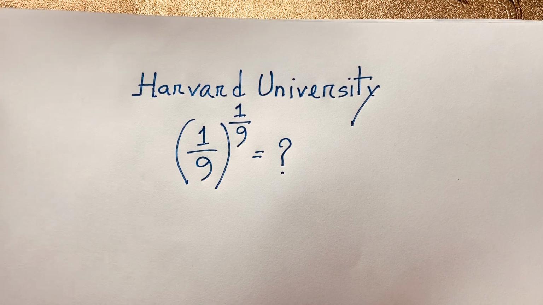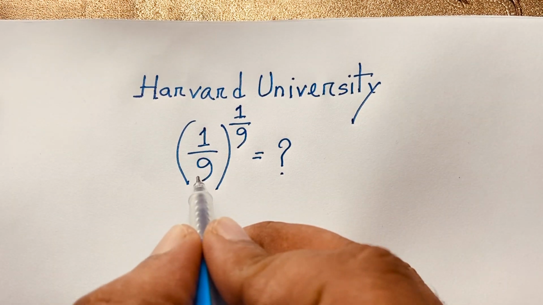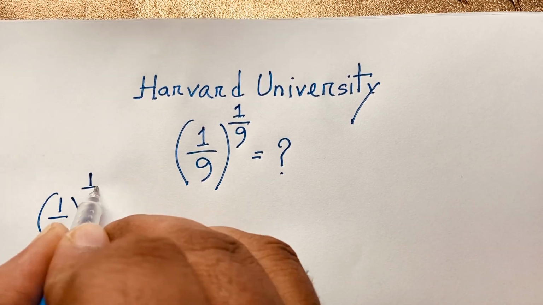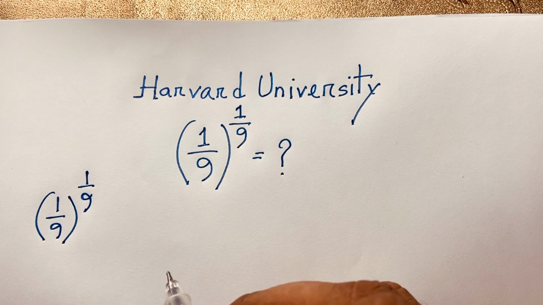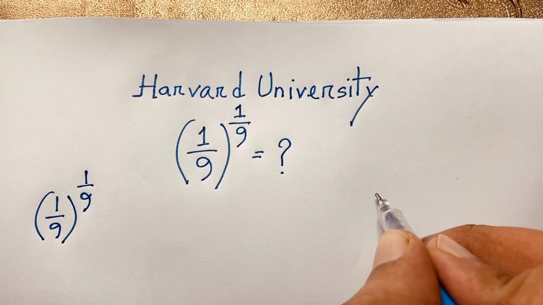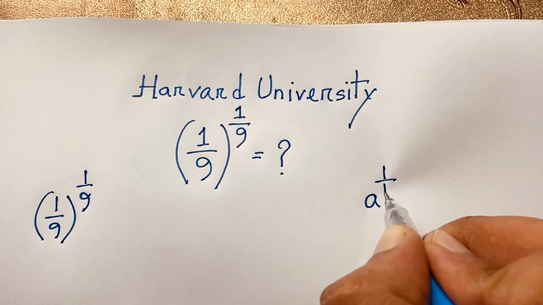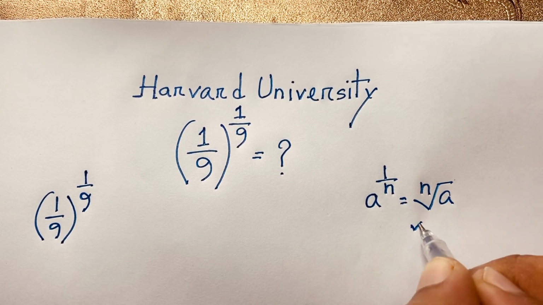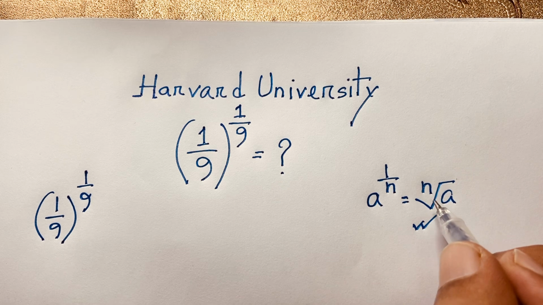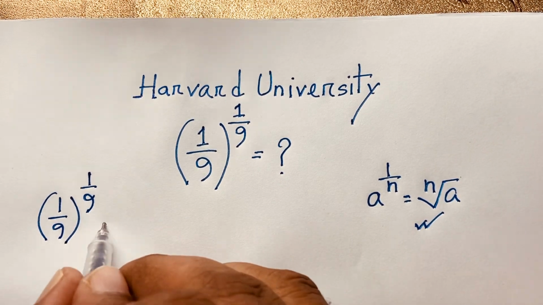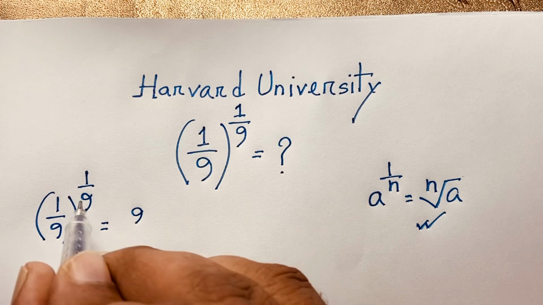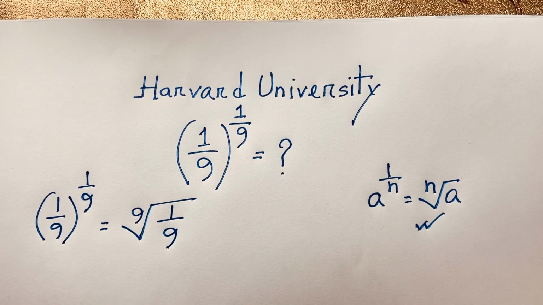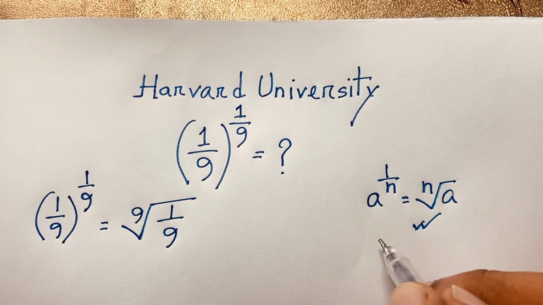So let's start. First of all, I take our question: (1/9) whole to the power 1/9. This is our question. Now, you know the exponential law: a to the power 1/n is the nth root of a. According to this law, I can say this expression will be the 9th root of 1/9.